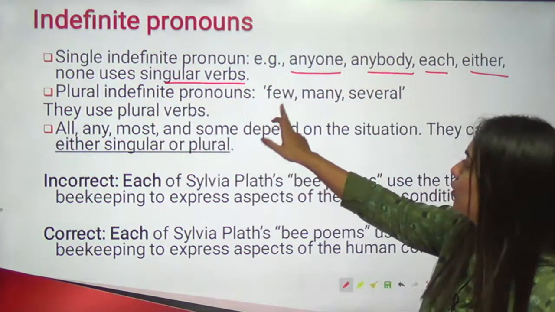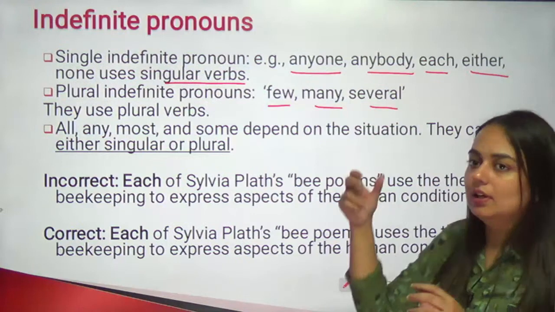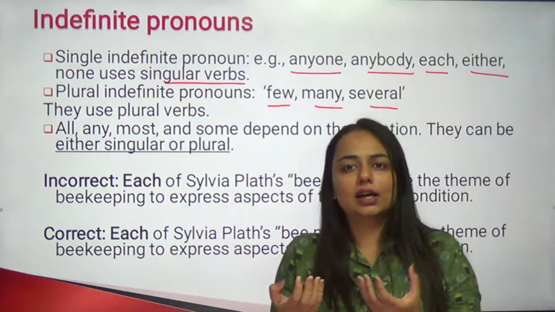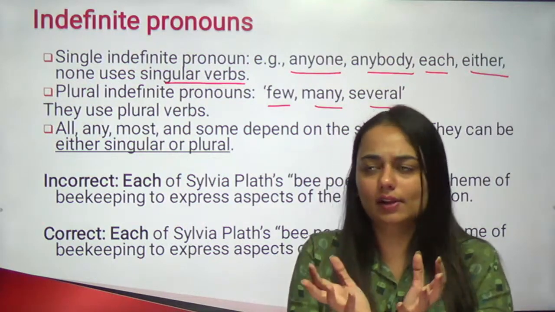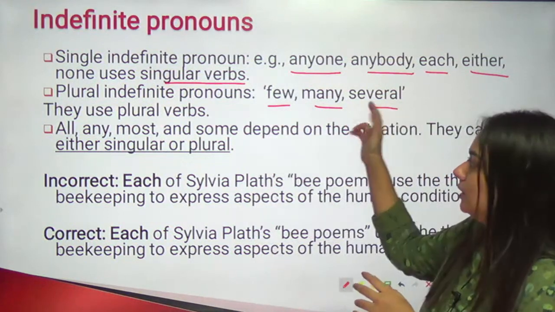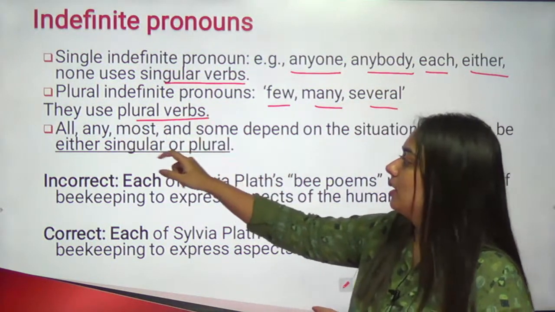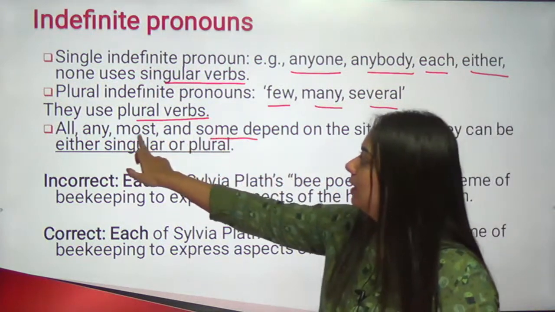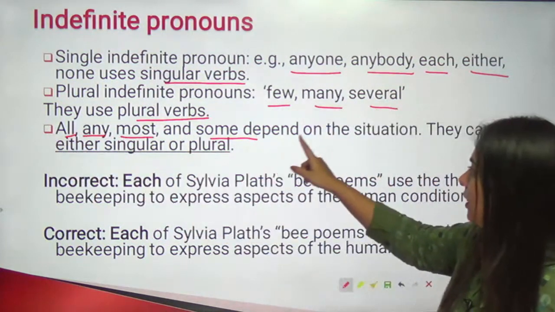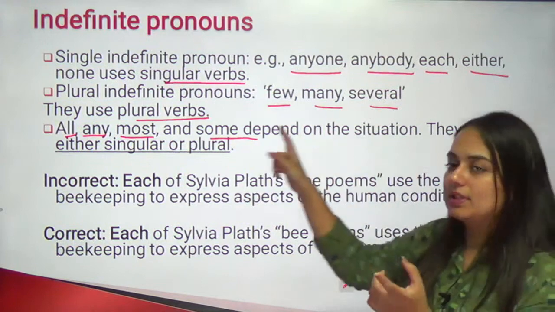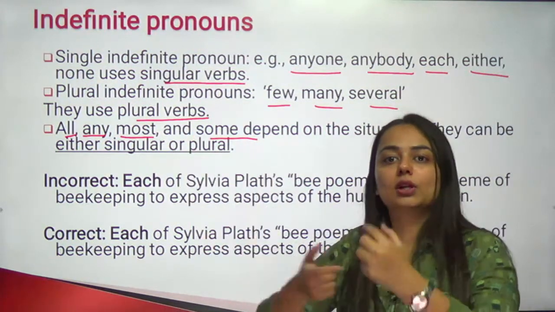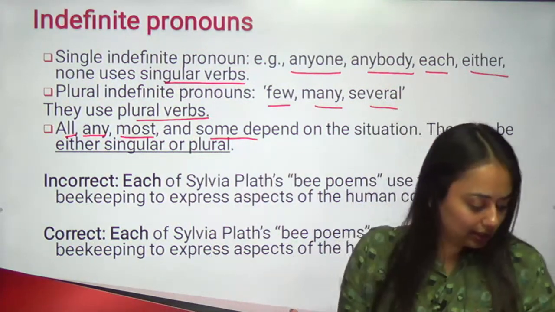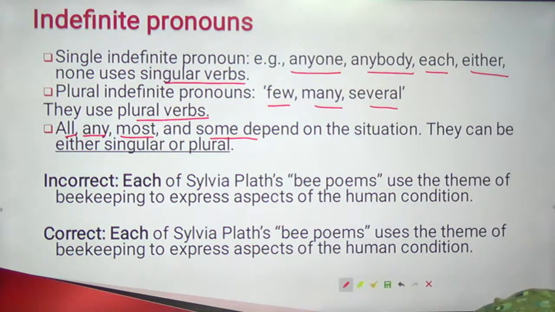Plural indefinite pronouns like few, many and several, which even on hearing we know it is some amount, more than one. Few, many and several will be followed by plural verbs. All, any, most and some depend upon the situation. They can be singular also, plural also. You'll have to understand the sentence and the context, and it's not too tricky.